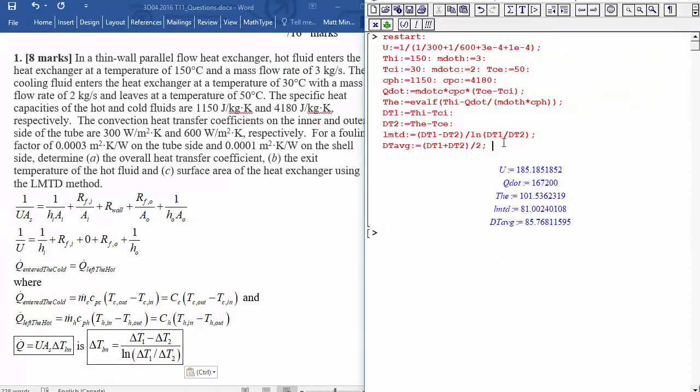So that's the LMTD. And then what do we do with that? Well, we say that Q dot is UAS times LMTD, which means the surface area, since we have U and we have Q dot and we have delta T ln, is Q dot over LMTD times U. And there we go. So we need a surface area of 11.1 square meters.